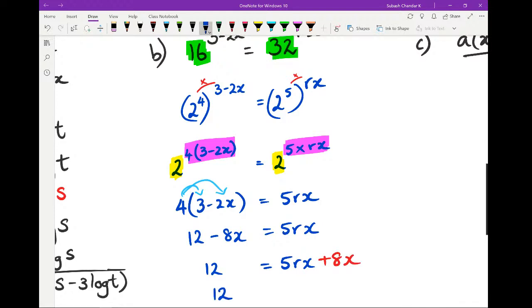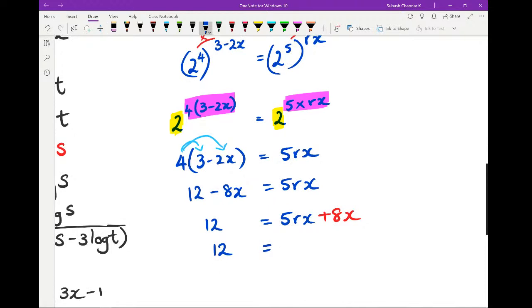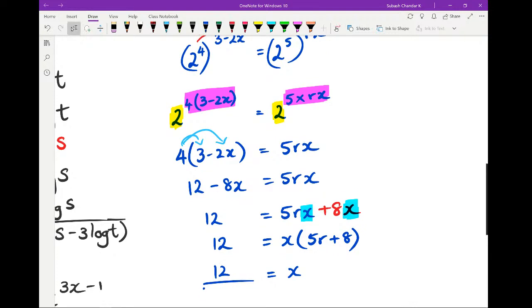And then you've got 12 equals... we can't really combine these two things, but what we can see is that x is a common factor. So we're going to take x out as a common factor, which means we're going to get 5r plus 8. And then the next step is getting rid of the 5r plus 8, and that's going to get divided on the other side. So our final answer is x is equal to 12 over 5r plus 8.